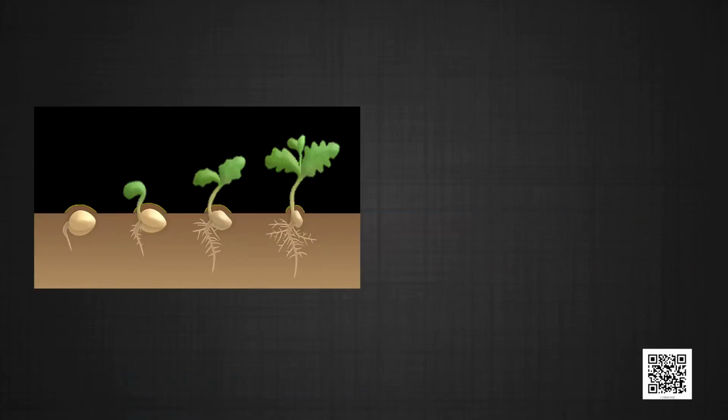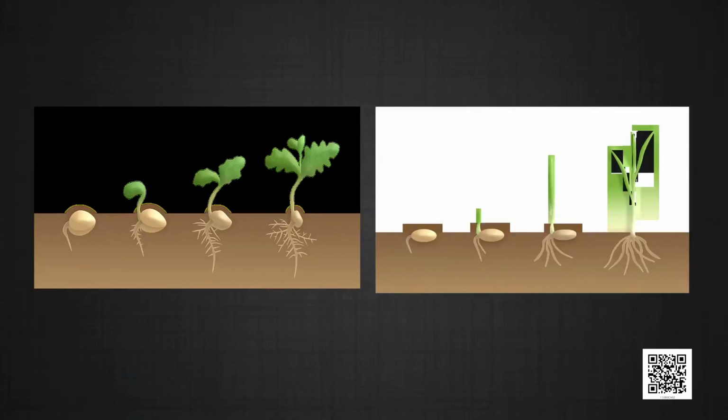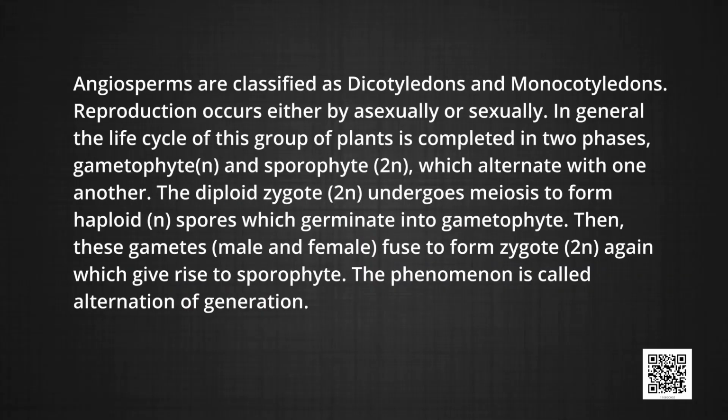gamete union. Angiosperms are the most evolved, highly specialized, complicated plants with proper vascular tissue and well differentiated body. These are flowering plants which produce both seeds and fruits. Angiosperms are classified as dicot and monocot, meaning dicotyledons and monocotyledons. Reproduction occurs either asexually or sexually.